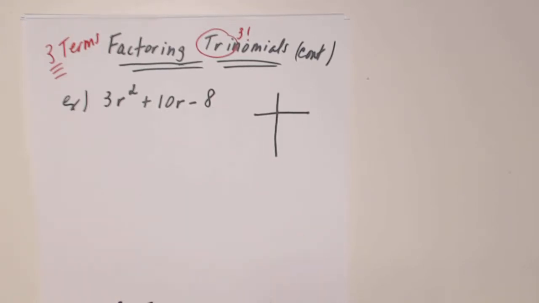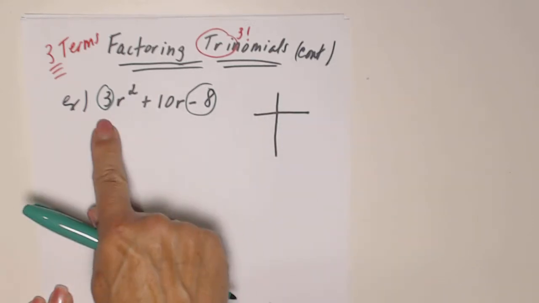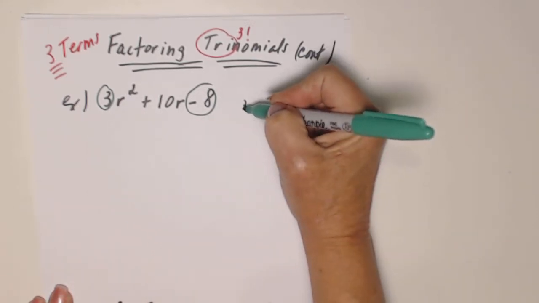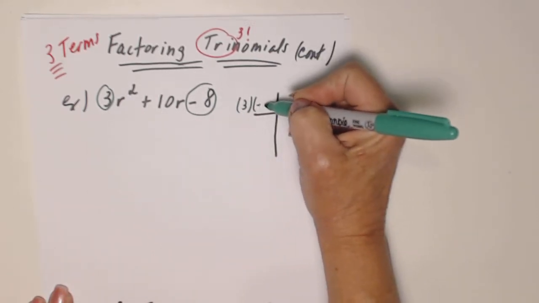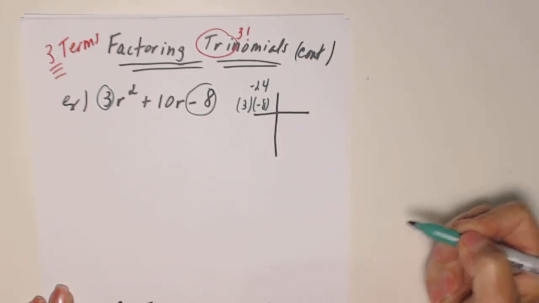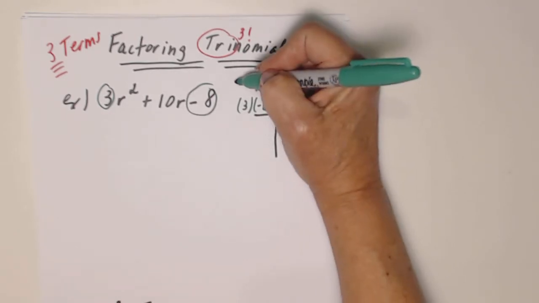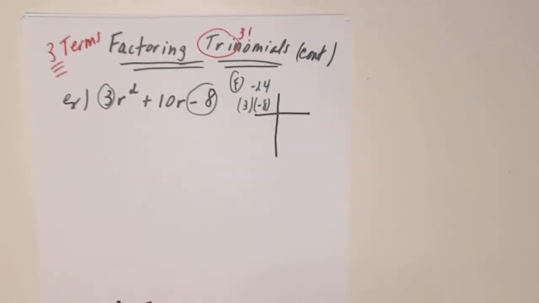So to get started, we look at the coefficient of the first term and the constant in the back. So the first and last, and we multiply these together. 3 times -8 is -24. And we're going to be considering factors of -24. So let's identify that with the F.